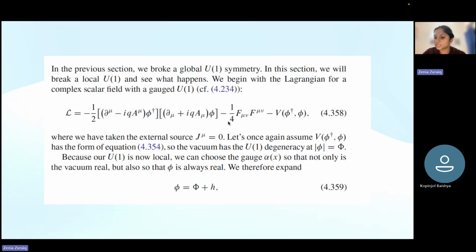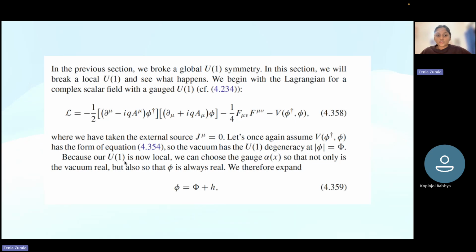along with that, we have an extra kinetic term because this gauge field can have its own contribution to the Lagrangian, which is this term. Similar to how in electromagnetism, the A mu part has its own term through the F mu nu tensor. Similarly, whenever we add a gauge field, we have to add its contribution to the Lagrangian separately also. The external source J mu is equal to 0. Let's again assume that V has a quartic form, which I showed you, so that we have this ring of solutions again. That vacuum has a U1 degeneracy as psi is equal to capital psi.